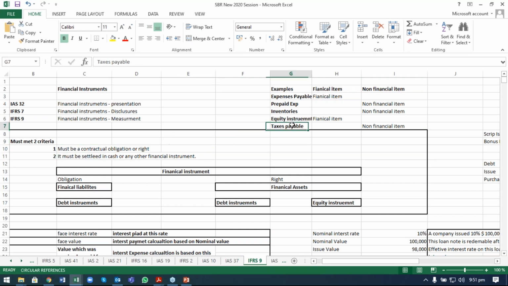Last thing is taxes payable. So taxes payable is always considered as a non-financial item. Why? Because taxes payable is never a contractual obligation. It is a legal obligation.